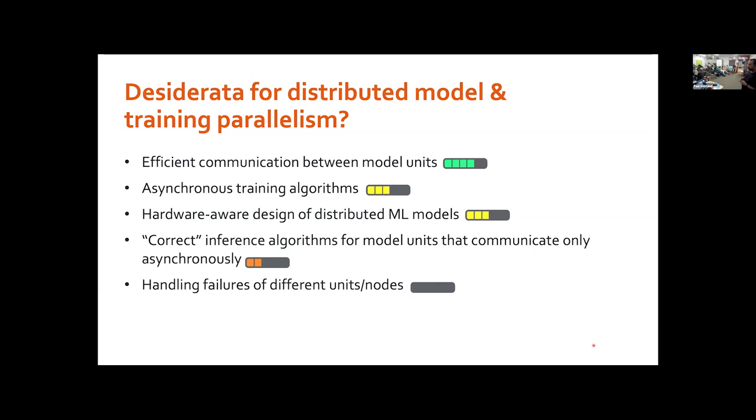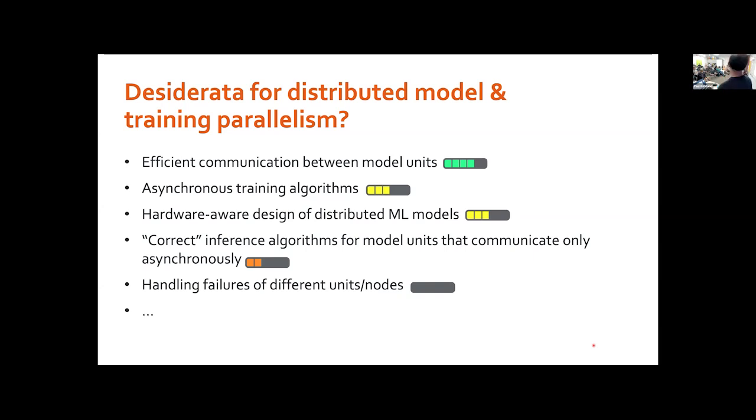I guess there is some older research from computational neuroscience about how neural networks might be able to handle failures of different units and nodes, how it's robust. But actually building a system, and especially a large-scale system that is able to do this, I haven't seen any recent work on this.